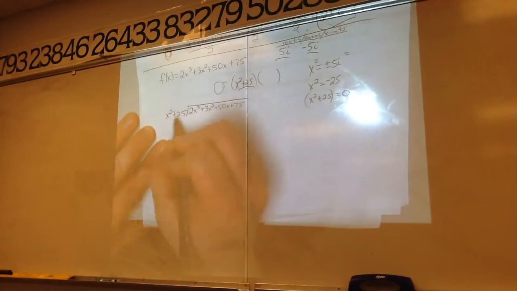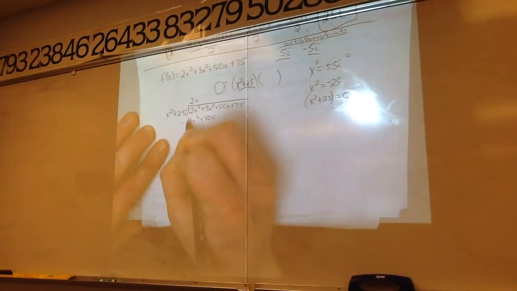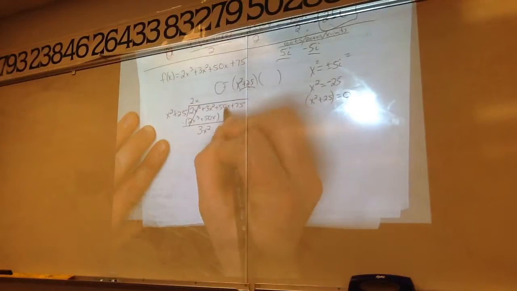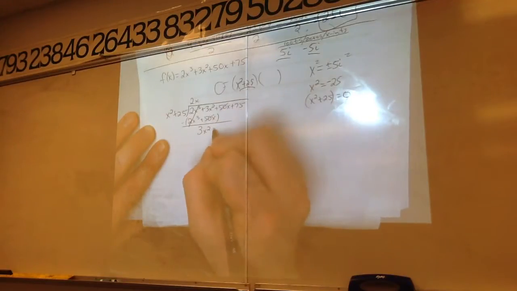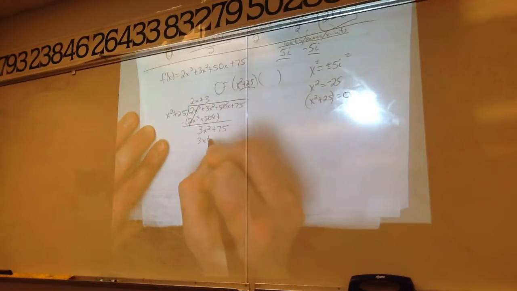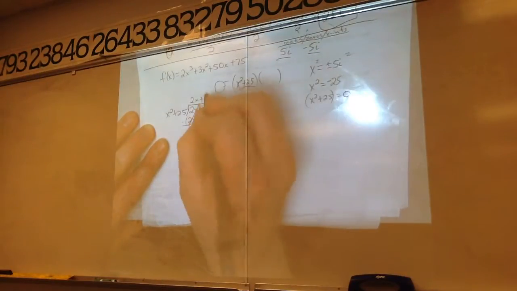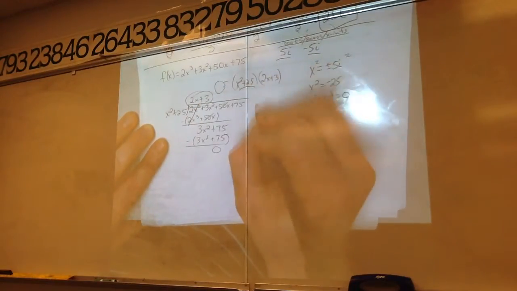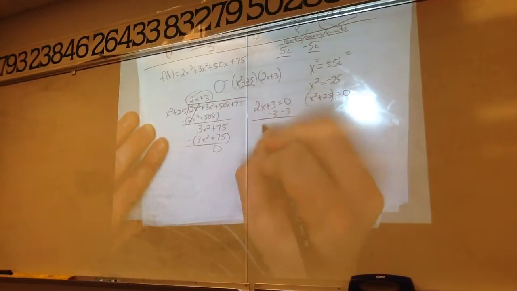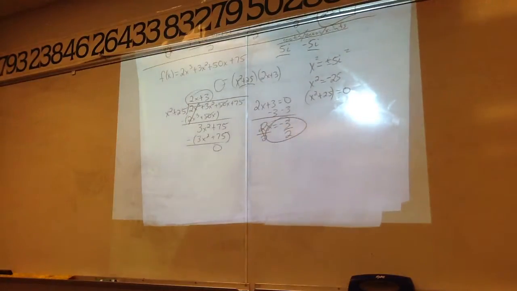2x times x squared is 2x to the third. 2x to the third plus 50x, subtract, 0. 3x squared, there's nothing to subtract, so that comes down. 50 minus 50 is 0. 75 comes down. Plus 3: 3 times that is 3x squared plus 75. Boom, it worked. So there's my other factor, 2x plus 3, and therefore my other root is negative 3 halves. Subtract 3 from both sides, divide by 2. There's the other one.